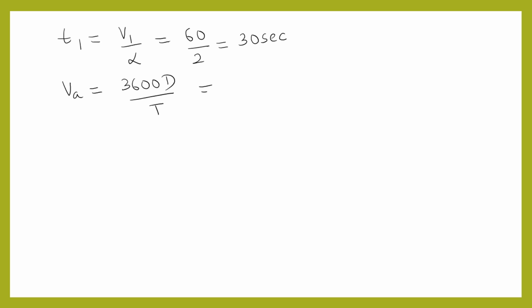So we have time for acceleration T1 equal to V1 by alpha. So it is equal to 60 by 2, that is 30 seconds. We have VA equal to 3600 D by T, which implies T equal to 3600 into 2 by 40, that is equal to 180 seconds.